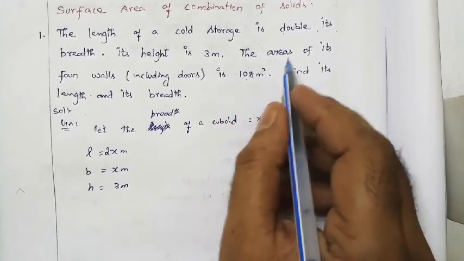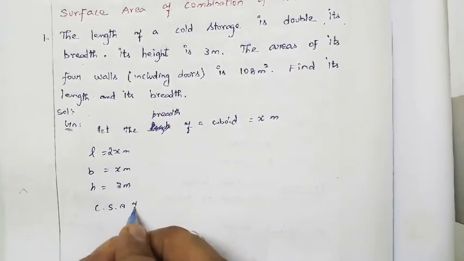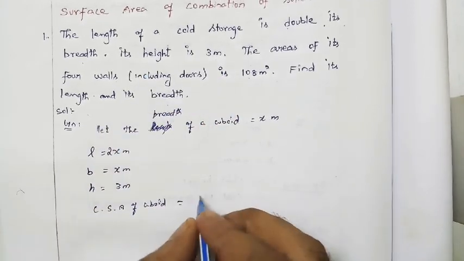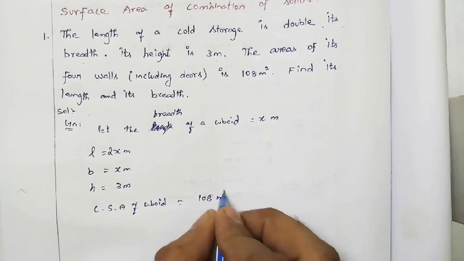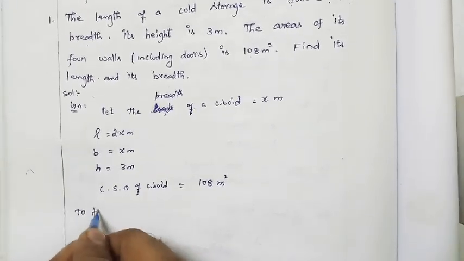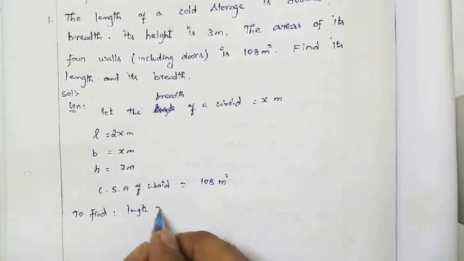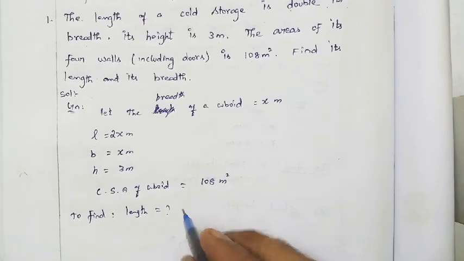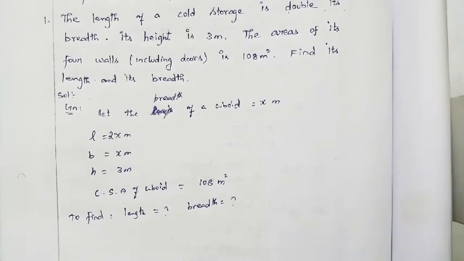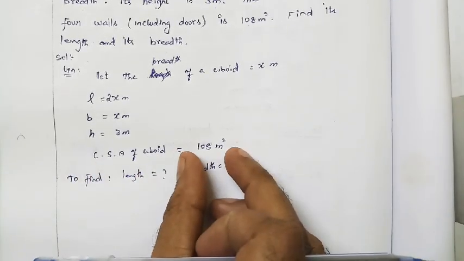Still we have one more thing: the area of its four walls, that is the curved surface area of the cuboid. CSA of cuboid is equal to 108 meter square. Now what we want to find is the length and breadth of the cold storage. How are we going to find it? Just equate the formula with 108, then we'll get it.